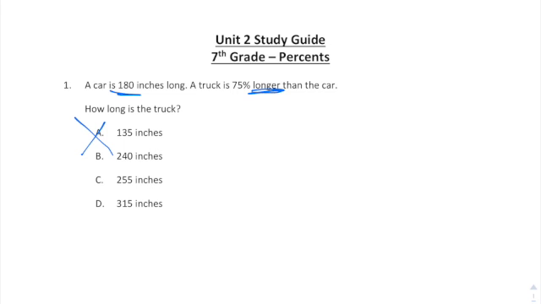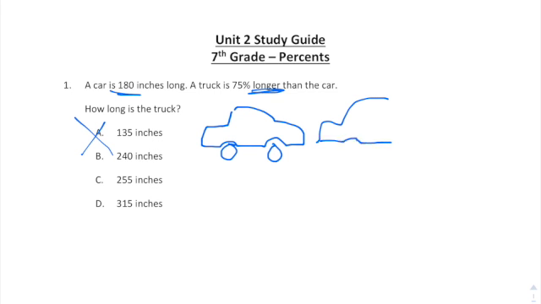Now, I like to think of this and be able to actually see it. So I would say, okay, 75% longer. So I have a car and like another 75% of a car. So this is 100%, and then this is 75%.